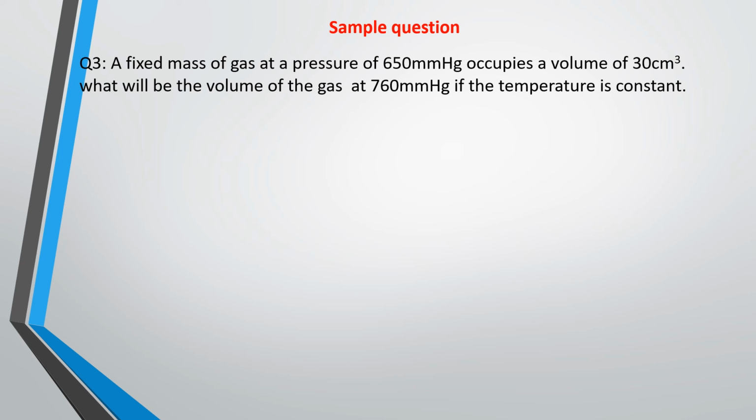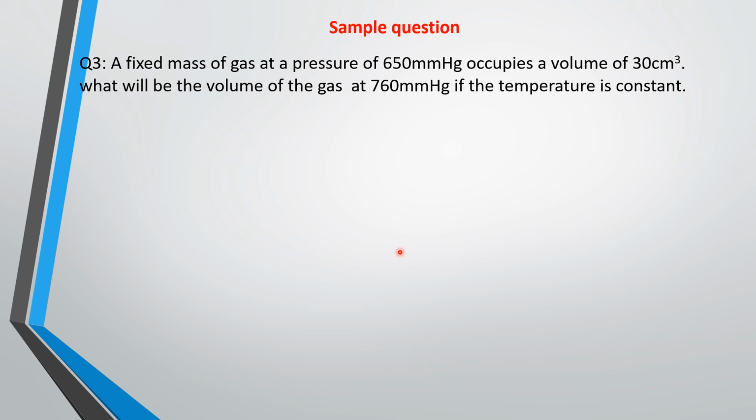Okay, so this is Boyle's law equation. A fixed mass of gas at a pressure of 650 millimeter Hg occupies a volume of 20 centimeter cube. What will be the volume of the gas at 760 millimeter Hg if the temperature is constant? Okay, so we know that when you increase the pressure on a gas, the volume will decrease. So that's okay, the volume will decrease.